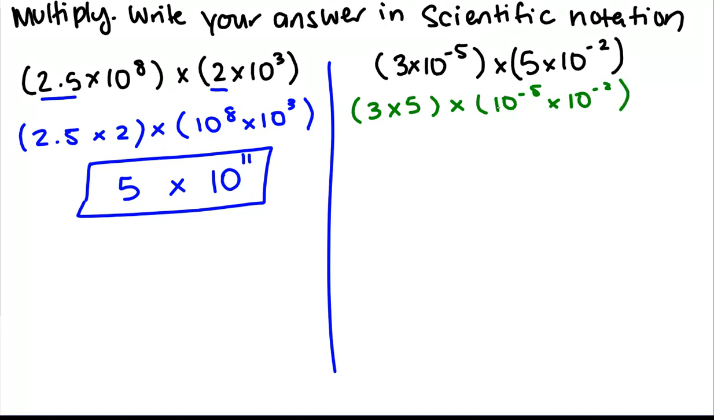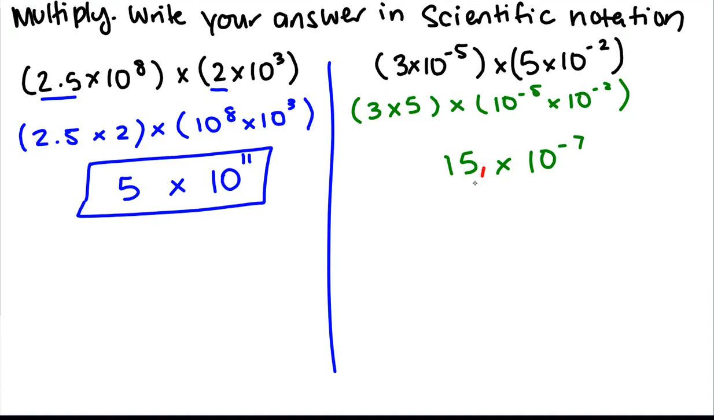Okay, so we know that 10 and 10 are the same base, so we add our exponents. Negative 5 plus negative 2 is negative 7. And we know that 3 times 5 is 15. Now the problem here is that, remember, when we have scientific notation, this number cannot be more than 10, and it's 15. So that means we need to take this 15 and turn it into scientific notation.